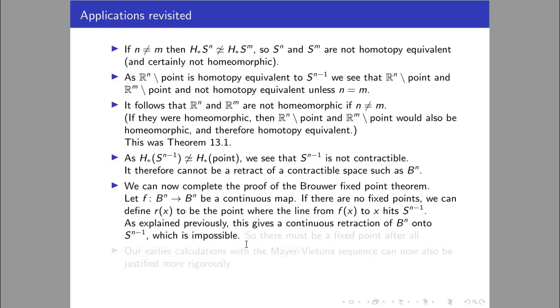But as we mentioned before, that's not possible, because if Sn minus 1 was a retract of Bn, then it would be contractible, and so it would have the same homology as a point, which it doesn't. So we've arrived at a contradiction. There must have been a fixed point.